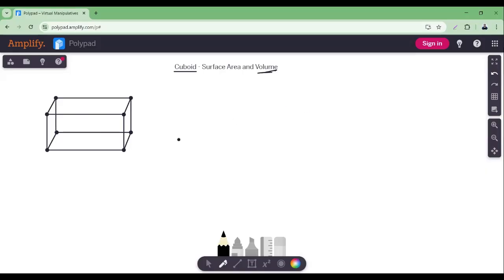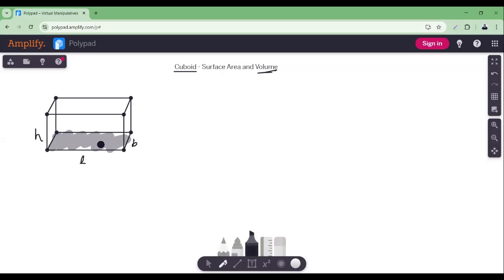Before that, let's understand the different things in a cuboid, like dimensions. This dimension is called the length, and this dimension, from here to here, is called the breadth. And this place is called the height. So these are the three dimensions. This is the length, this is the breadth, and this is the height.